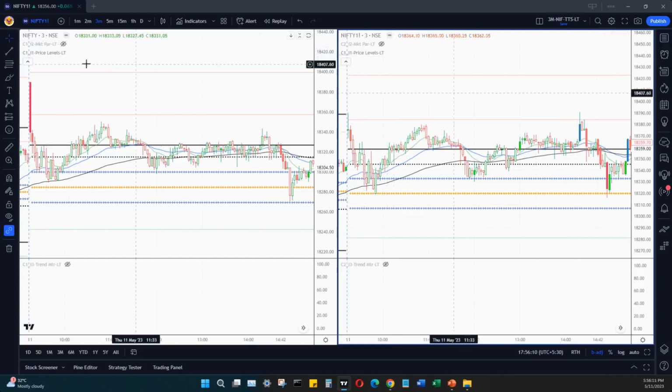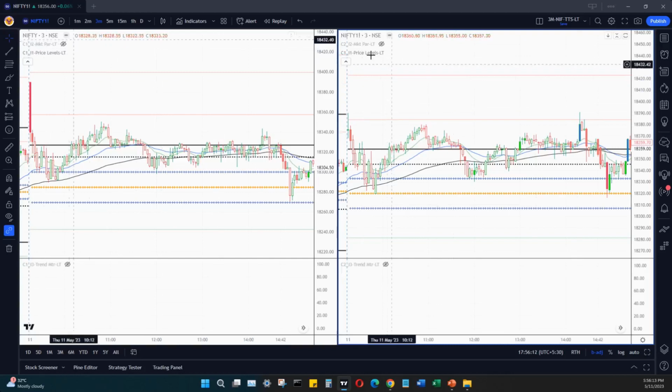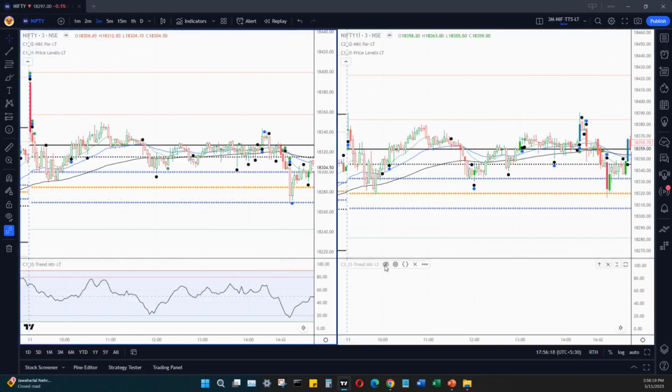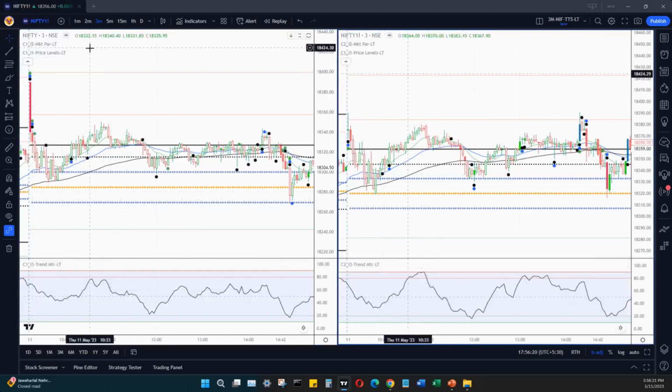So the first indicator is called the locations of the price level. The second indicator is the market participation, right? The third indicator is the trend meter. So I've placed three indicators on each of these charts. Now these three indicators are not the same. They are different in nature.